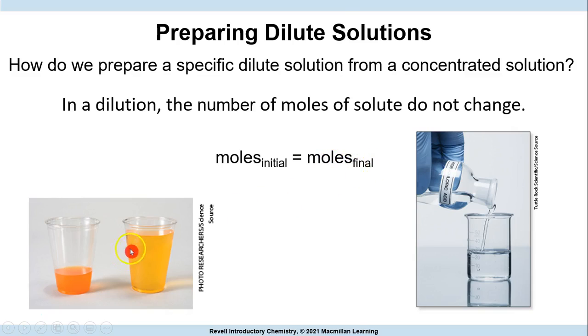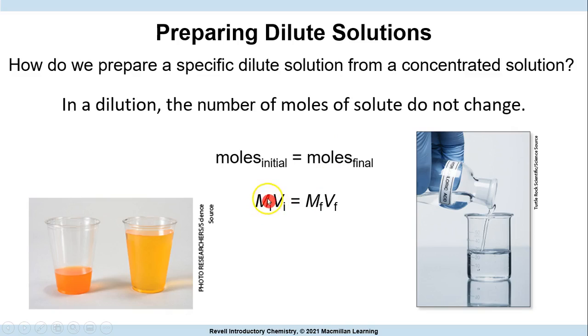So what happens is that for a dilution, you just add an additional amount of water. So the intensity is going to reduce. You see here, this solution is more concentrated than this solution. So the concentrated solution is more colored than the dilute solution. Now we are going to see examples of how we can prepare dilute solutions.